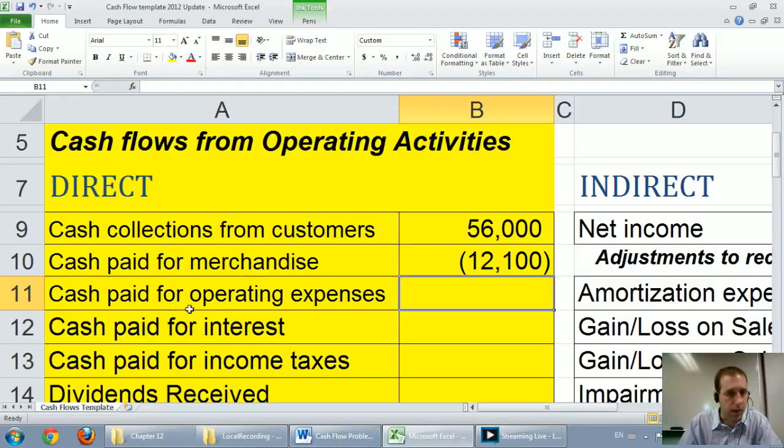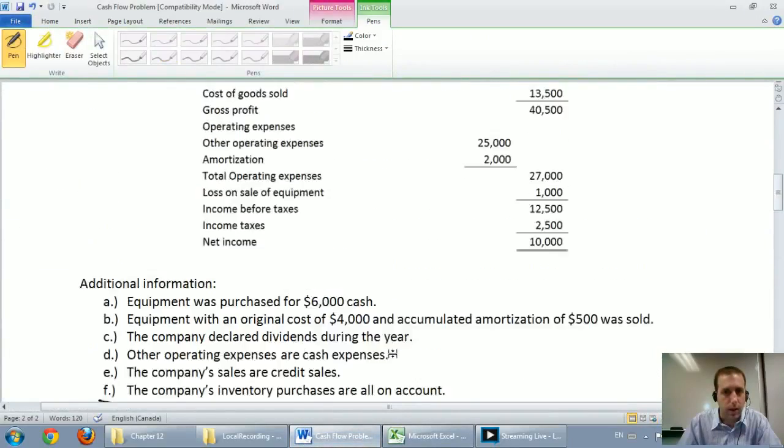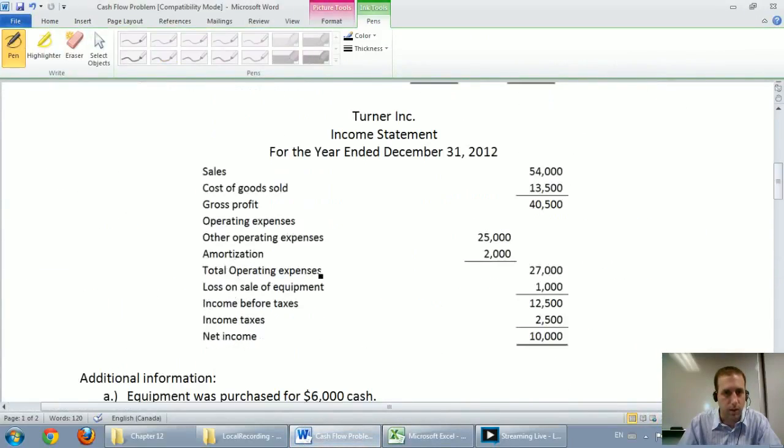Okay, the next one down, cash paid for operating expenses. Again, I look up to the question, I look for operating expenses. I see other operating expenses and amortization. The total operating expenses is 27 grand. Now, if you've done one of these before, you'll know amortization is not a cash expense. If you think about all the operating expenses of a company, paying salaries, yes, I pay my employees cash. When I pay to keep the lights on, the utilities bill, I pay cash to the company. I might write them a check, I might pay on the internet, but it's money changing hands.